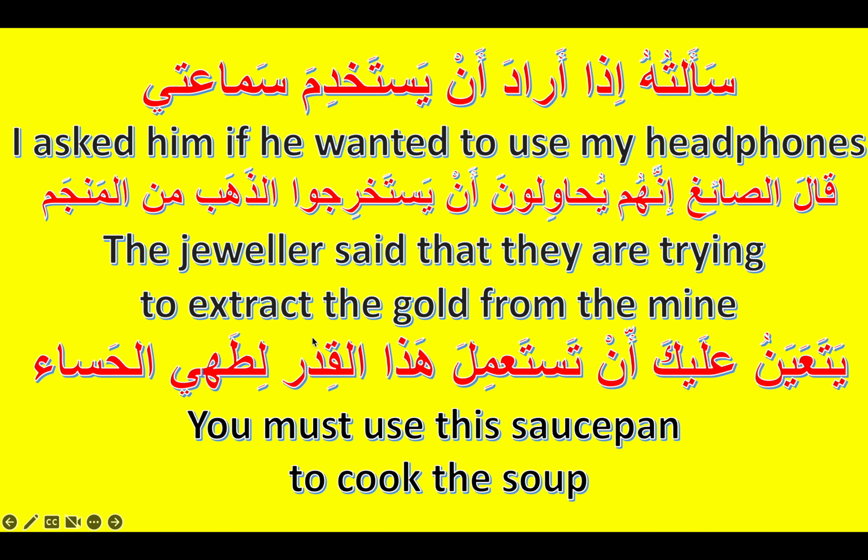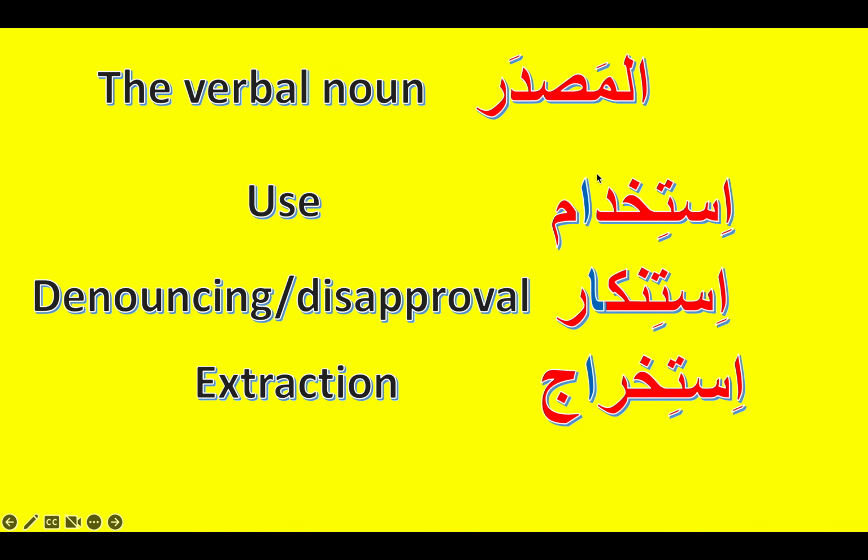Now, المصدر, the verbal noun. Okay, so استخدم is the verb to use. The verbal noun, use or usage or using, is istikhdam. So the way we form the masdar of Form 10 verbs is it's like the infinitive, except instead of istakhdama, istikh, okay? Where it should be a fatha on top of the ta, in the masdar it's a kasra. Istikhdam. And then we insert an alif in between the second and the third root letter.